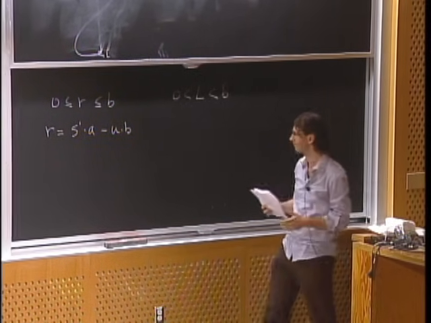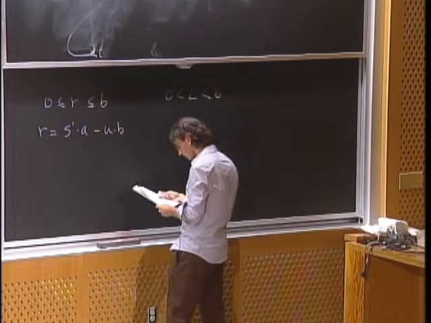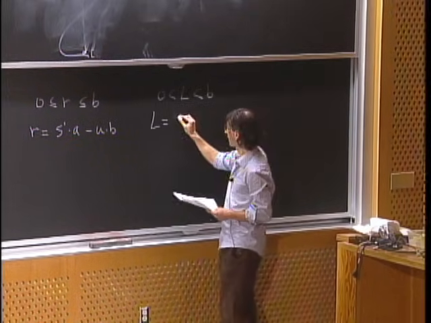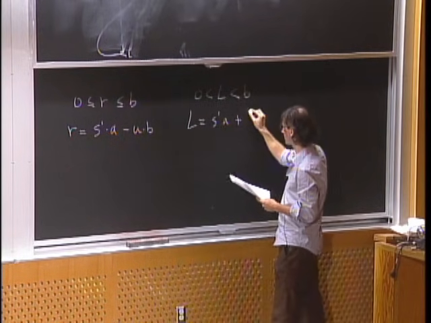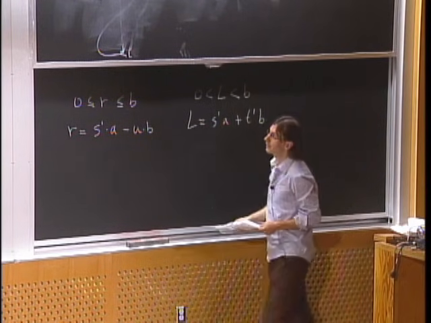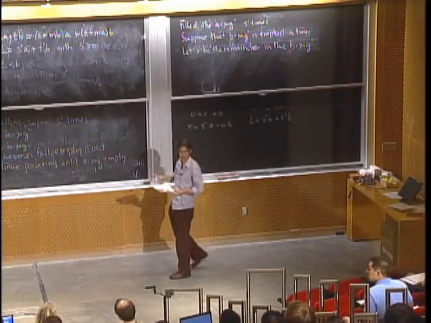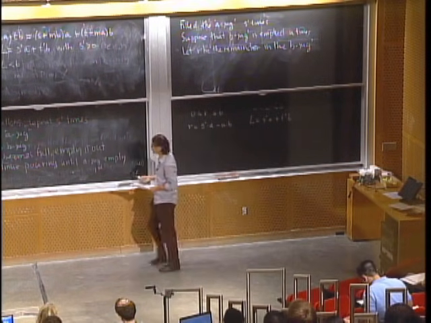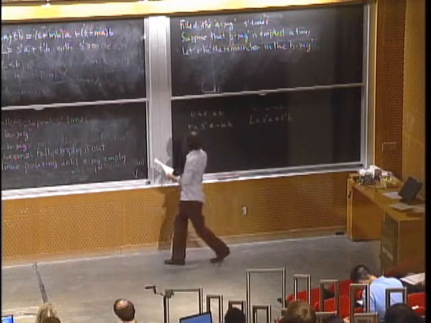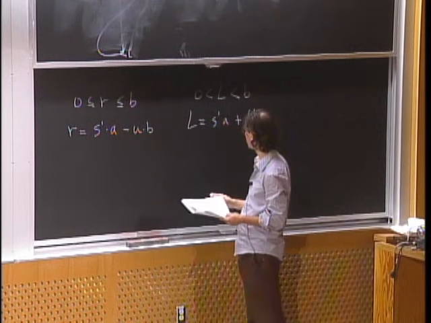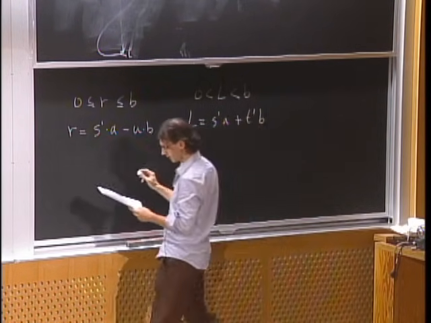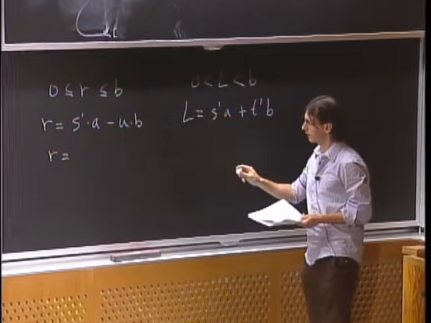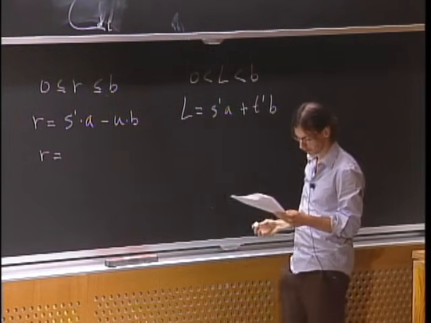So, okay. We also know that L is equal to S prime times A plus T prime times B. And this is the linear combination that we would try to prove is what is left at the very end. So what we want to show is that R equals L. So how do we do that now? Well, we're going to show that R can be expressed in L in a special way. So let's have a look.